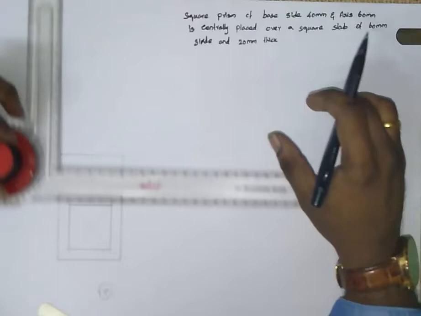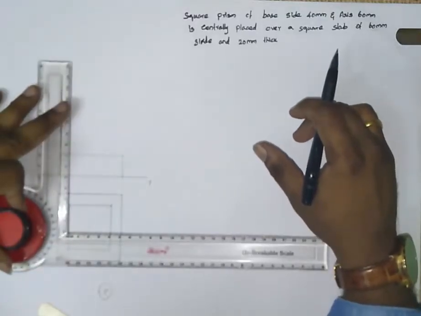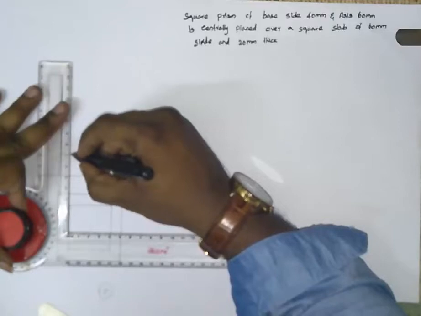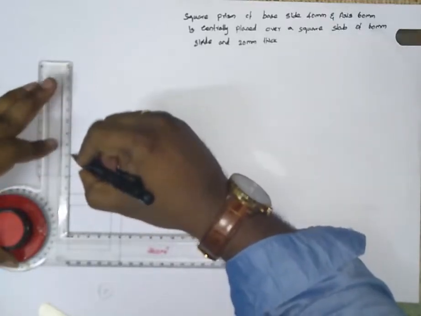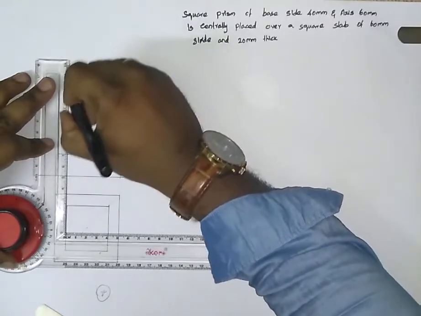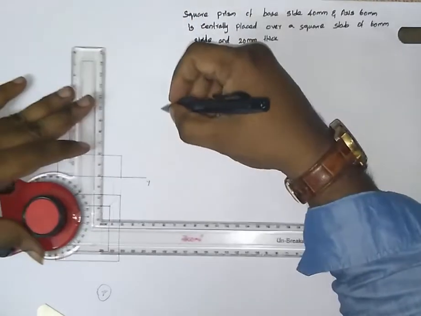Now you have to draw the front view of the square prism. So the front view of this square prism will be from here; its axis side is 60 mm, so it will be like this.